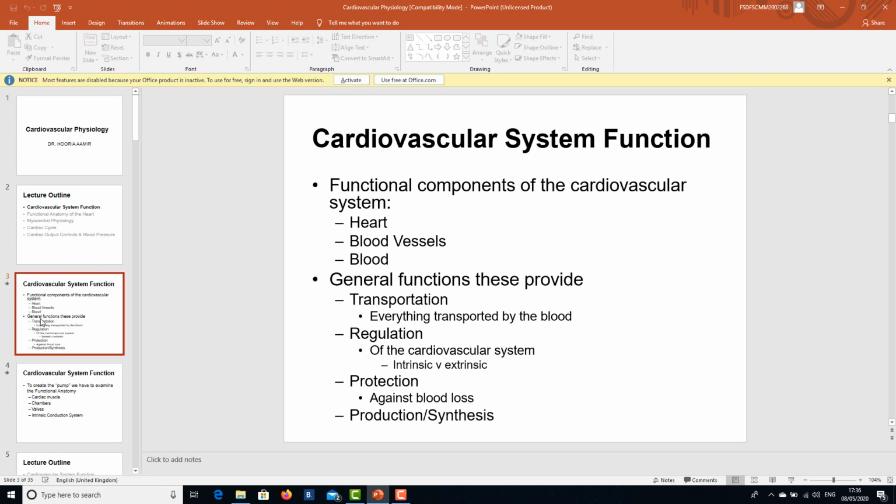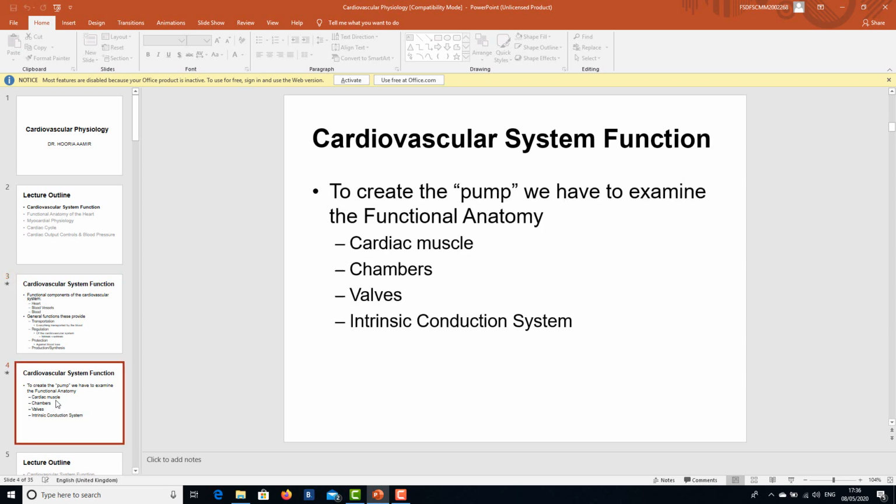Regulation of the cardiovascular system is both the intrinsic control of the heart as well as the extrinsic control. Then protection against blood loss. We all know that whenever there is blood loss, vasoconstriction takes place, and the narrowing of blood vessels decreases the blood loss. There is also production and synthesis of some chemicals.